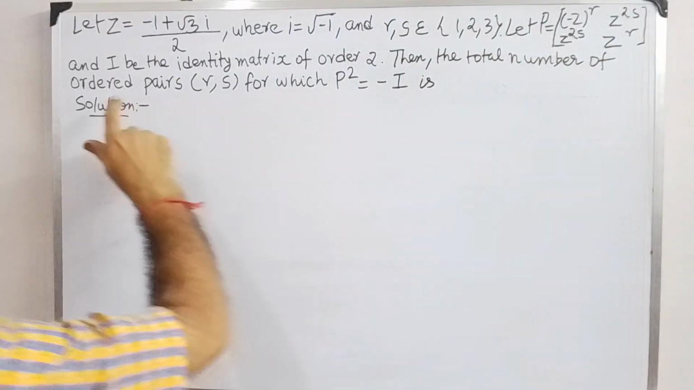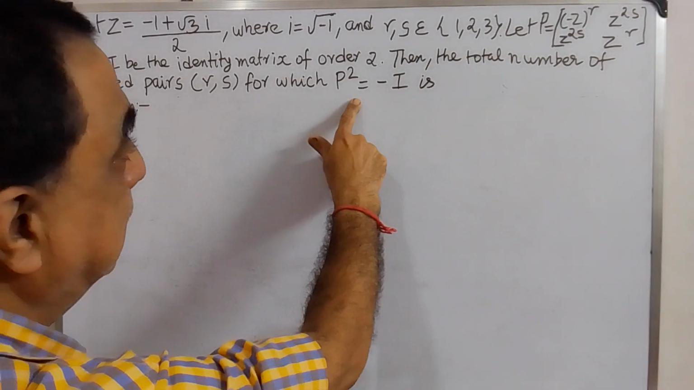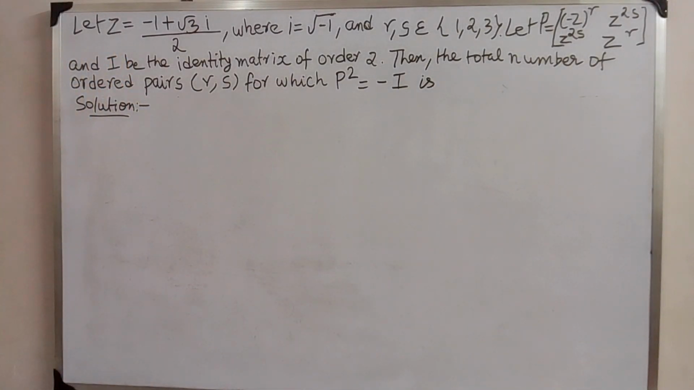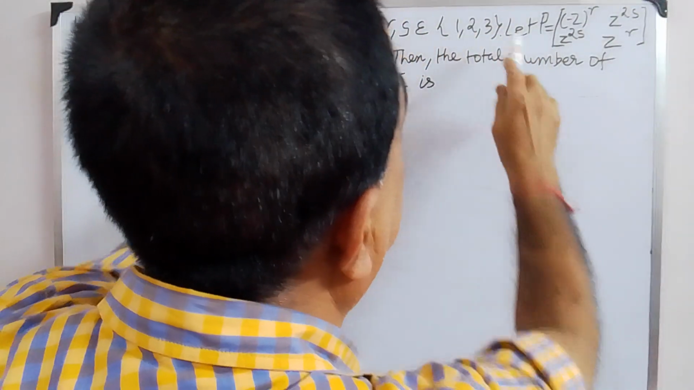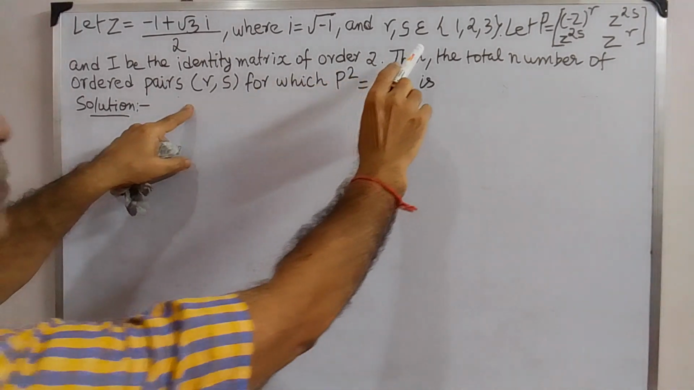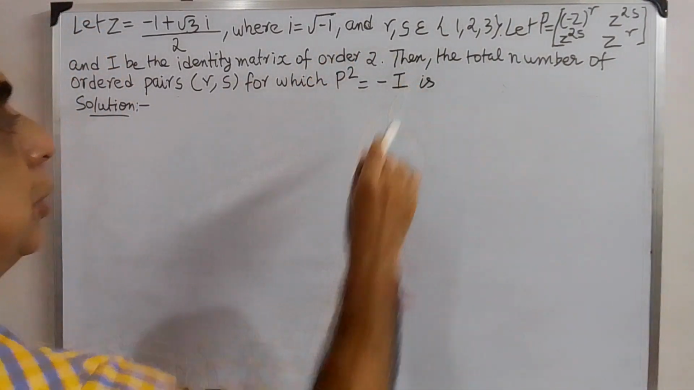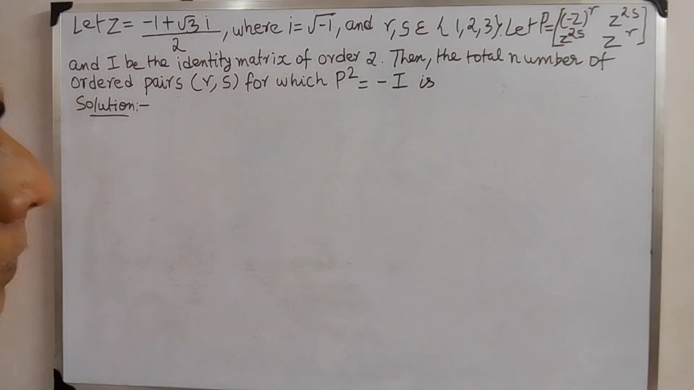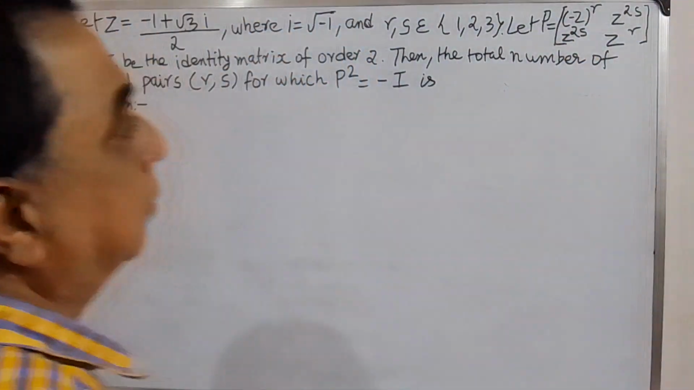Then the total number of ordered pairs (r, s) for which P squared equals minus I. Now see here, we have to find that here r and s are the elements of {1, 2, 3}. So how many ordered pairs r and s, different values of r and s, can satisfy this equation P squared equals minus I, where P is a square matrix of order 2, and the z value is given.